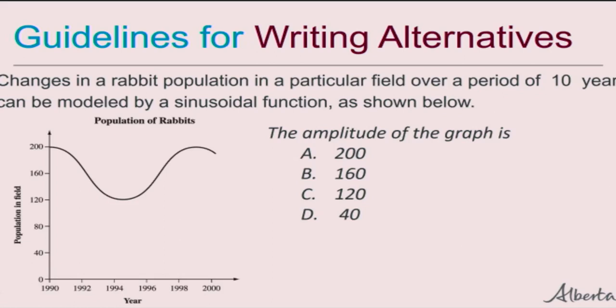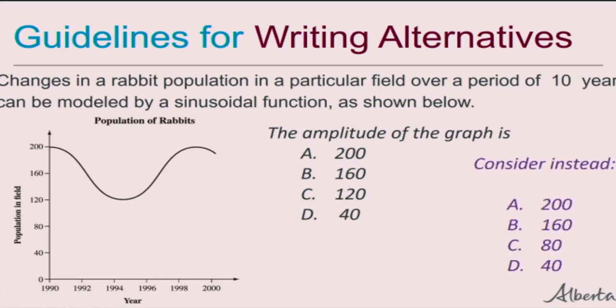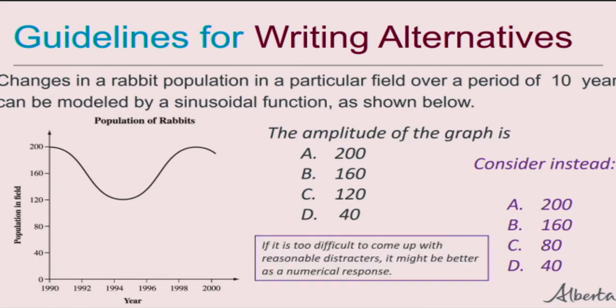So in this example, 3 of the alternatives are 3-digit values and 1 is a 2-digit value, which happens to be the correct answer. So a possible fix for this problem is to find another plausible distractor that only has 2 digits. So in this case, changing that 120 to 80. And if it's too difficult to come up with a reasonable third distractor, it might be better to change that question to a numerical response format.